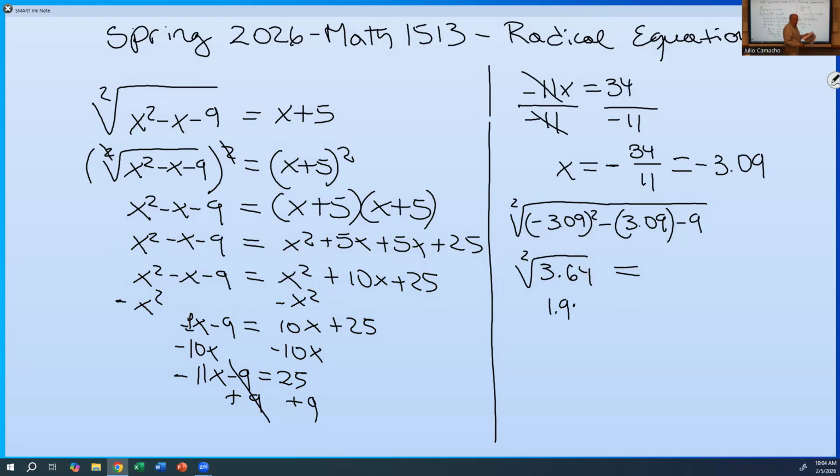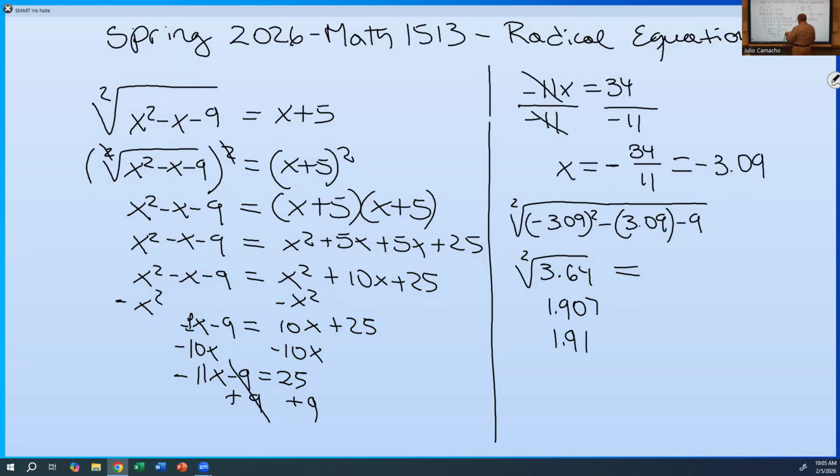You got it with the decimal? What will be with decimal? 1.907. Okay, and you need to round this one. What will be the answer? It will be 1.91.